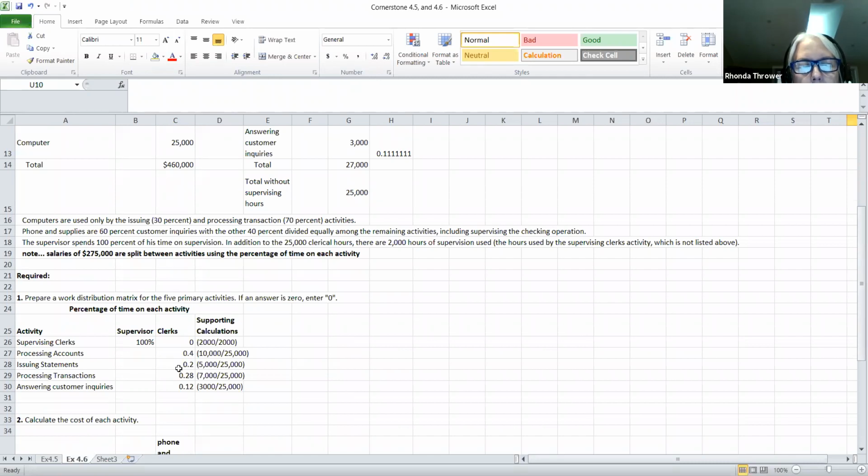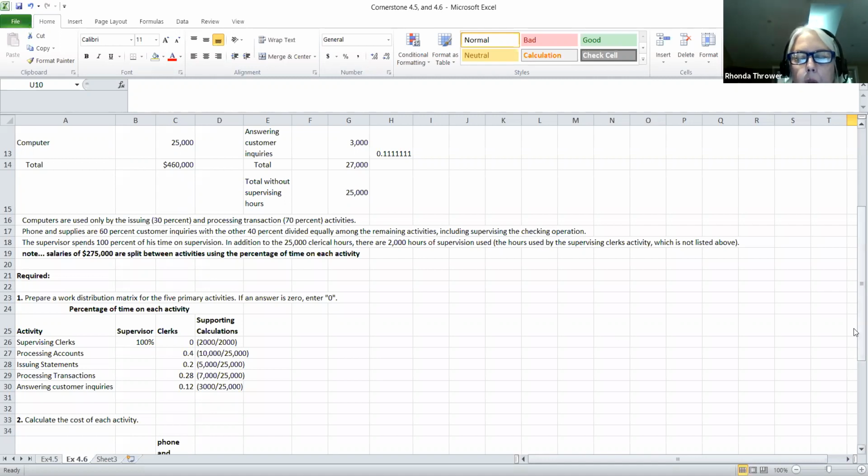And that will give us the processing percentage for the clerks. The amount of time that the clerks spent on processing accounts was 40% of the total hours. So 10,000 hours was spent in processing divided by the total activity hours gives you 40% for processing. For issuing statements, 5,000 hours was given.